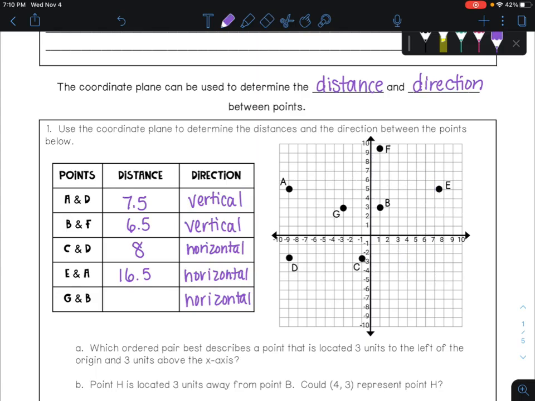G and B. I'm going to just count it. 1, 2, 3, 4. 4 spaces apart. If you want to see the other method, G is at -3. How far is -3 from the axis, from 0? Well, it's 3 away. B is on 1. How far is 1 from the axis? Well, it's 1 away. 3 plus 1 is 4. So that's the two methods that we have.